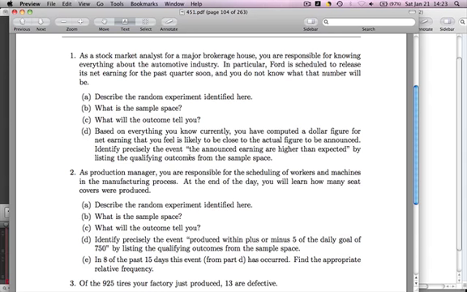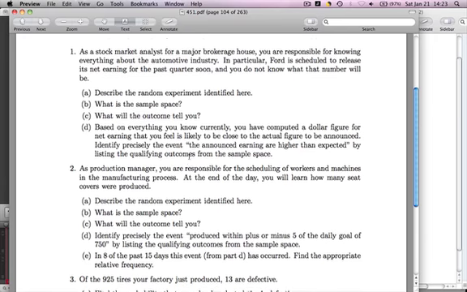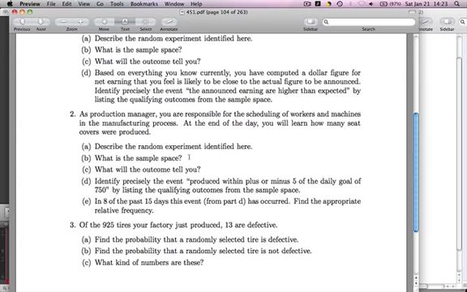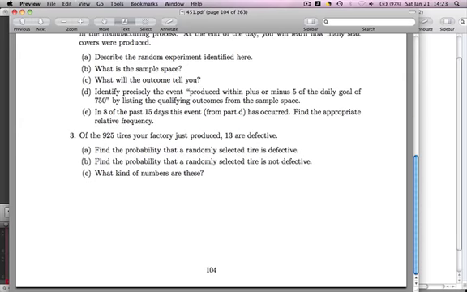Part E. In 8 of the past 15 days, this event has occurred. Find the appropriate relative frequency. Don't make this harder than it is. 8/15 is the answer. That's probably good enough for these. Let's now move on.